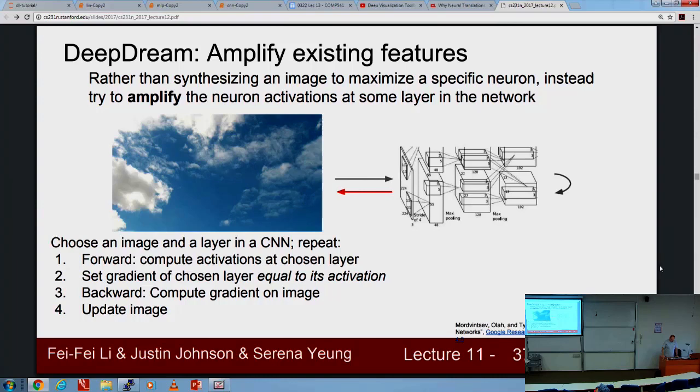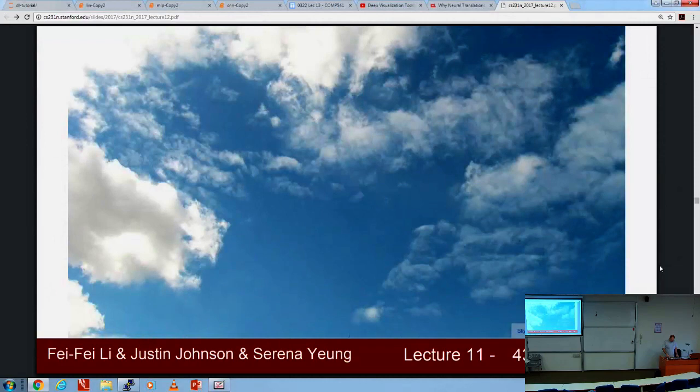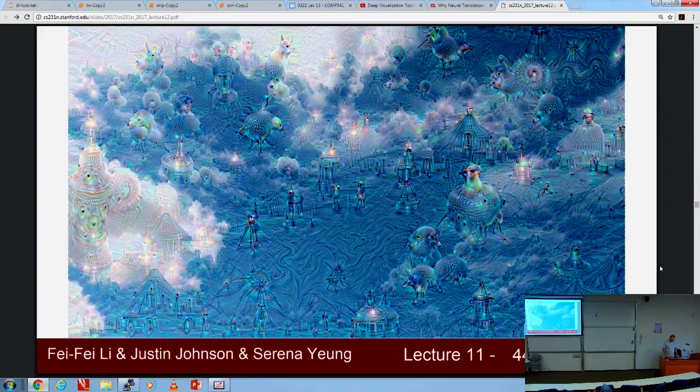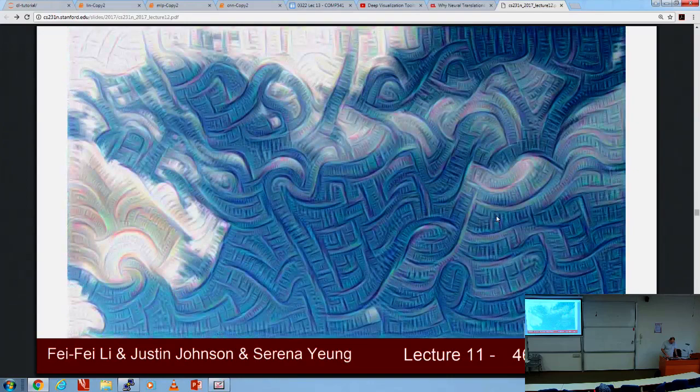And then you can actually search for deep dream. People went to a lot of lengths optimizing these regularizations, trying to generate realistic looking images, and by taking some neuron and trying to increase its activation starting from a natural image, you can get these very nice looking pictures with surreal images, and you get these nice looking figures like the admiral dog, the pig snail, camel bird, dogfish. There's another neuron being maximized, a lower level neuron.